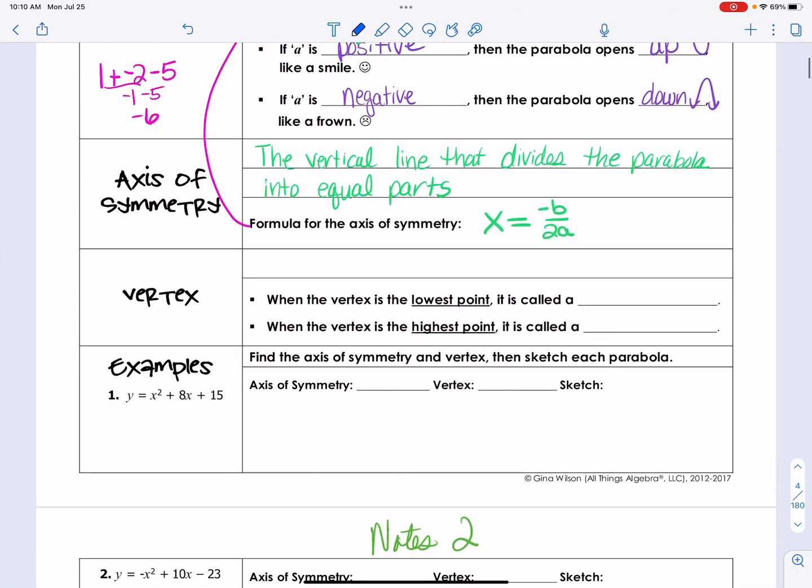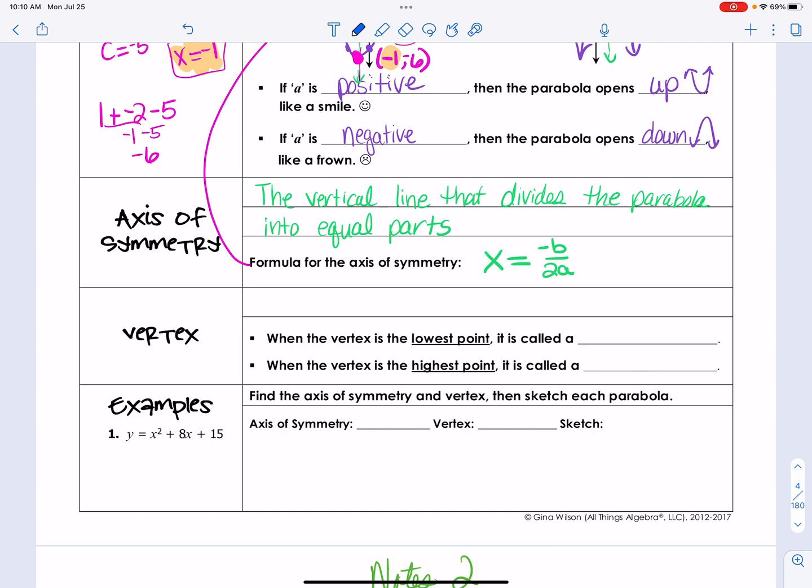Okay. All right. So I kind of was talking about the vertex as we did this. The vertex is the turning point of the parabola. The lowest point is also called a minimum. And the highest point is a maximum. Okay. All right, so we're going to do a couple of examples of this.